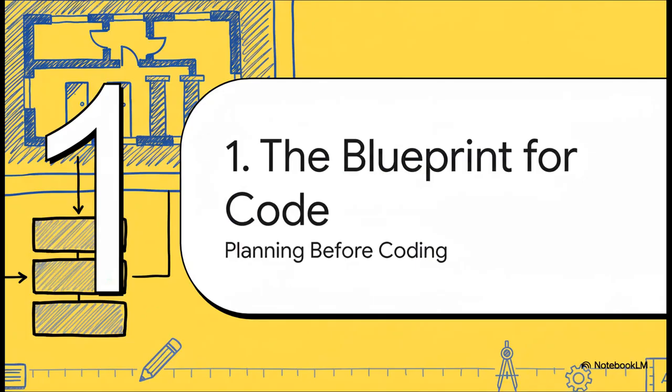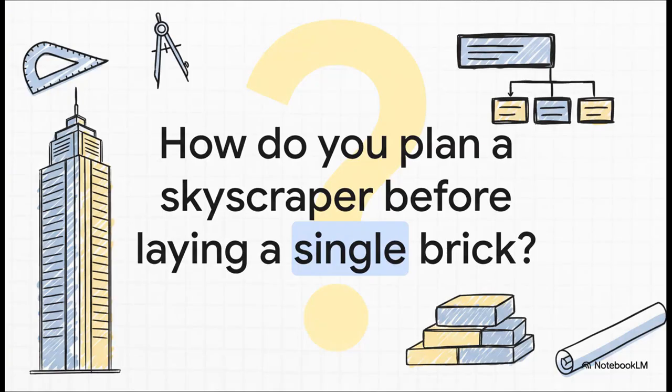Okay, section 1, the blueprint for code. Look, before you can build anything truly great, I don't care if it's an app or a skyscraper, you have got to have a plan. And not just any plan, but a detailed, clear plan that everyone can understand. You know, think about it. How would an architect even begin to plan a massive skyscraper?